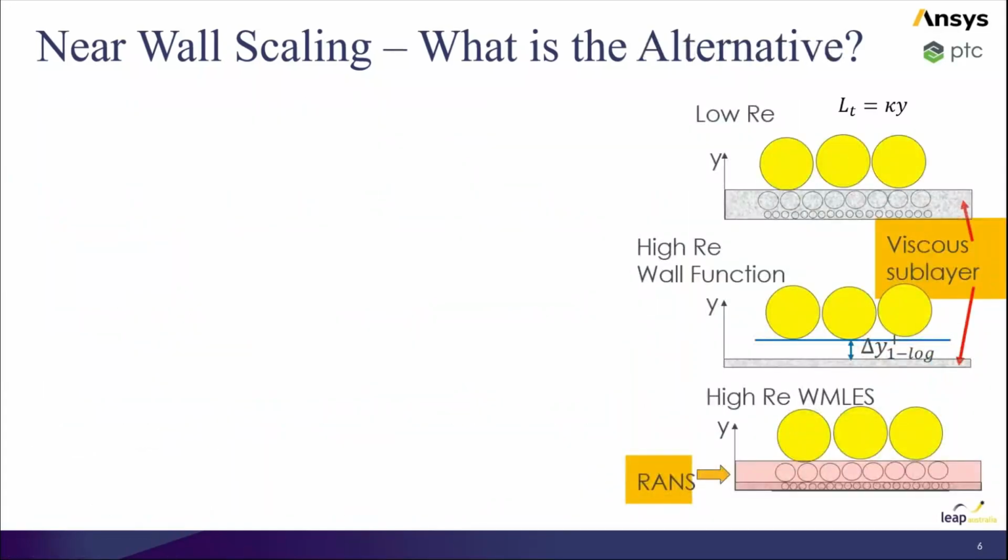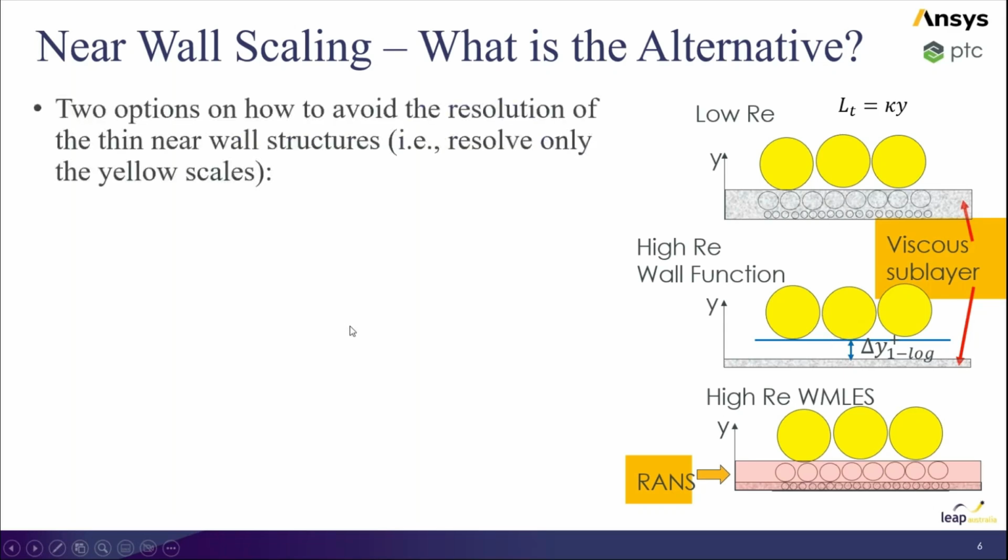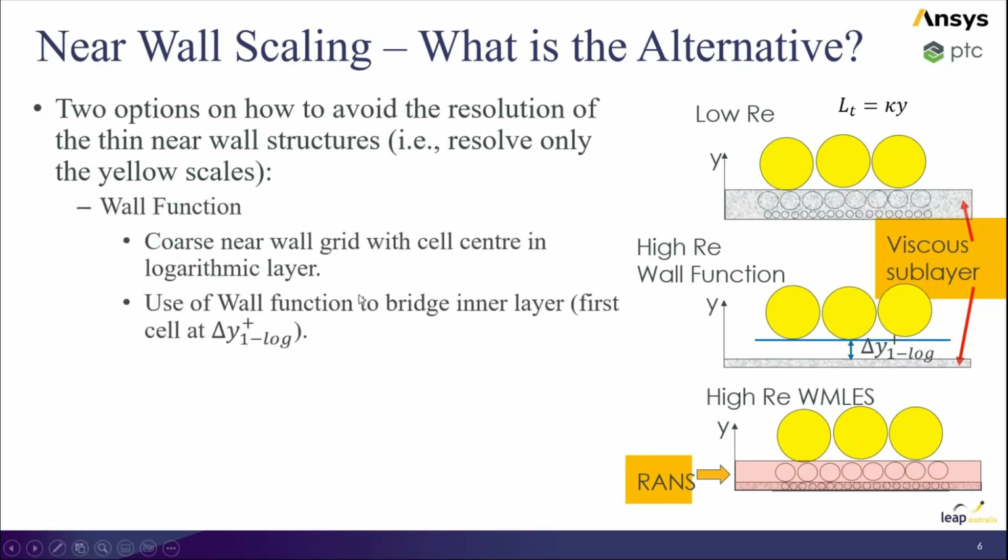So let's have a think now about how we're going to do this. Let's stay with this situation where we've got a certain thickness here. And how could we get around that? Well, we've got a couple of options. We've decided we're only going to resolve the yellow eddies, the yellow scales here, and everything beneath that we're going to get rid of. Then we've got a couple of options.